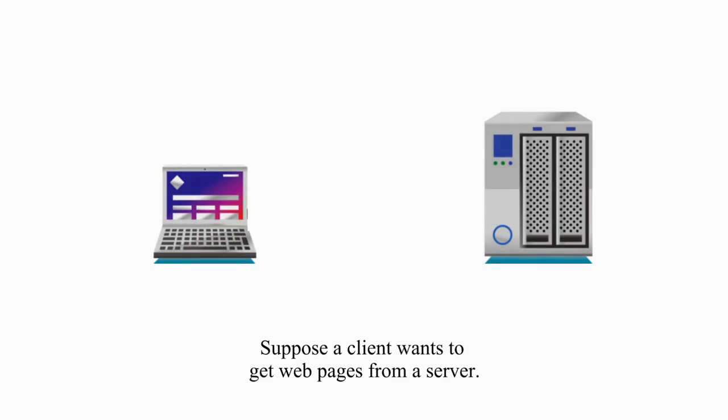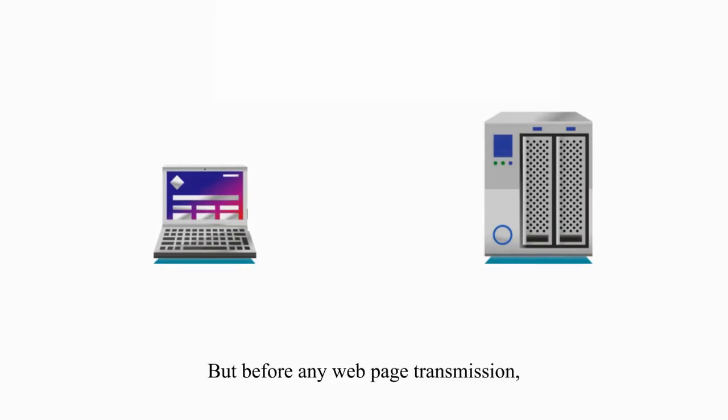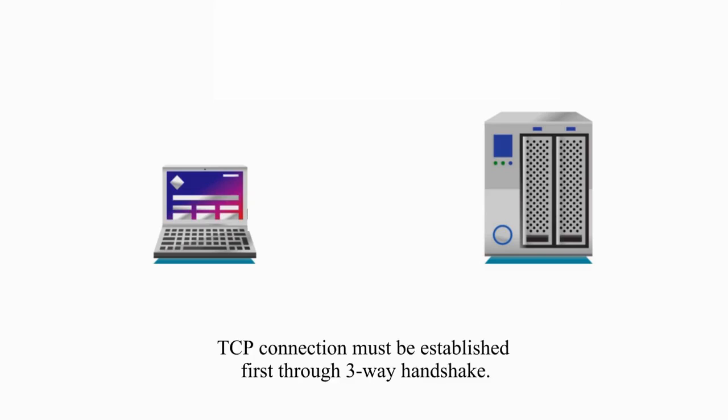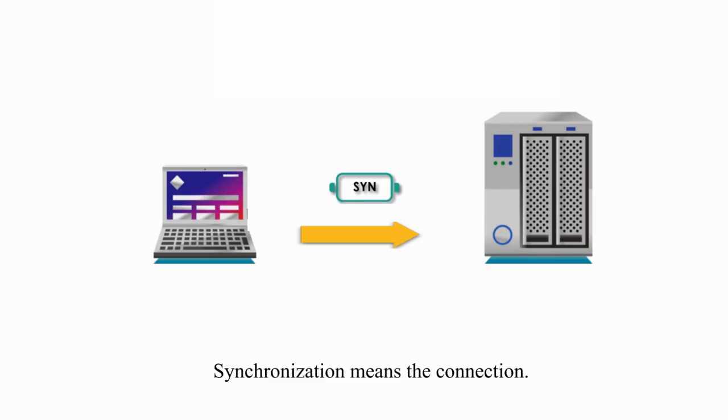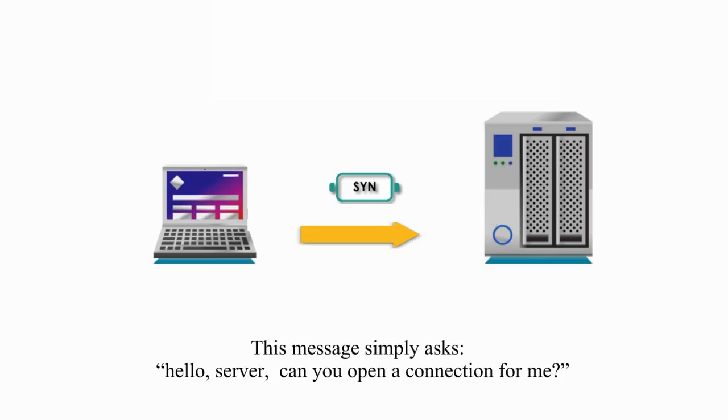Example, suppose a client wants to get web pages from a server. But before any web page transmission, a TCP connection must be established first through a three-way handshake. Step 1. The client sends a SYN segment to the server, asking for synchronization. Synchronization means the connection. This message simply asks, "Hello server, can you open a connection for me?"